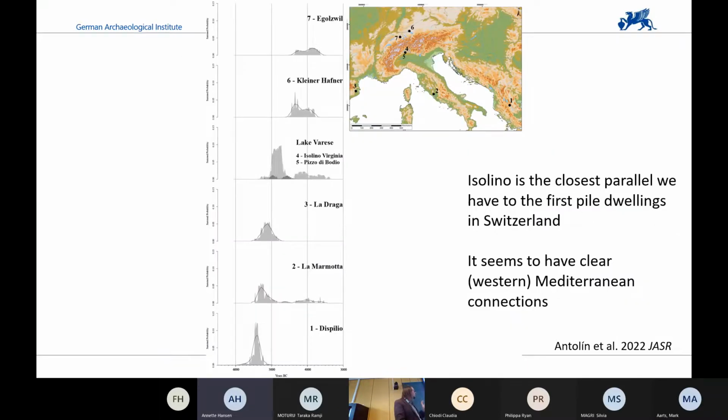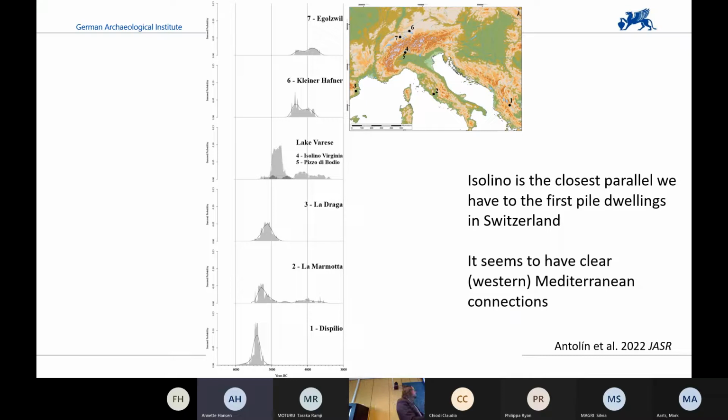really unique. Here you see dates of similar pile dwellings in the Mediterranean. We don't have many. There's Pilio in Greece, La Marmota and La Draga, and they all dated quite old. So La Draga ends around 5000 BC. And then we didn't have any pile dwellings until 4300 in Switzerland. So there was no connection between these two areas. And Isolino covers precisely this period between both regions.